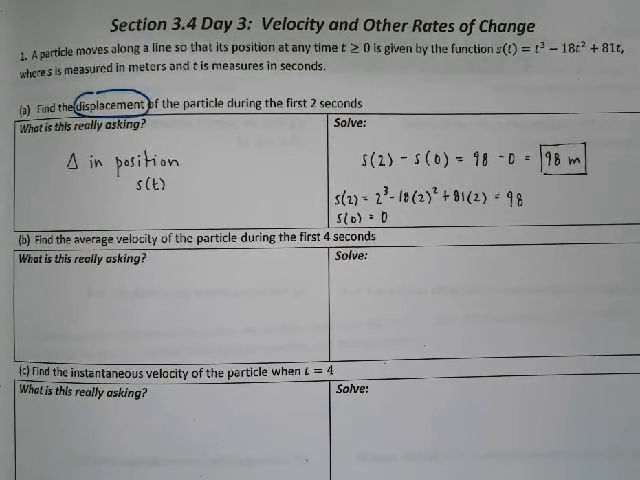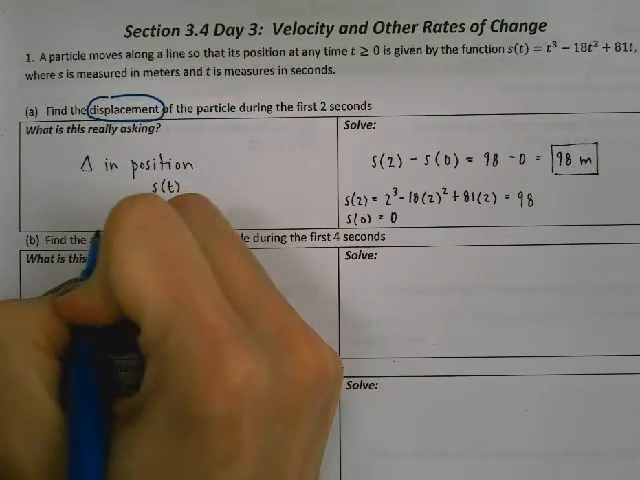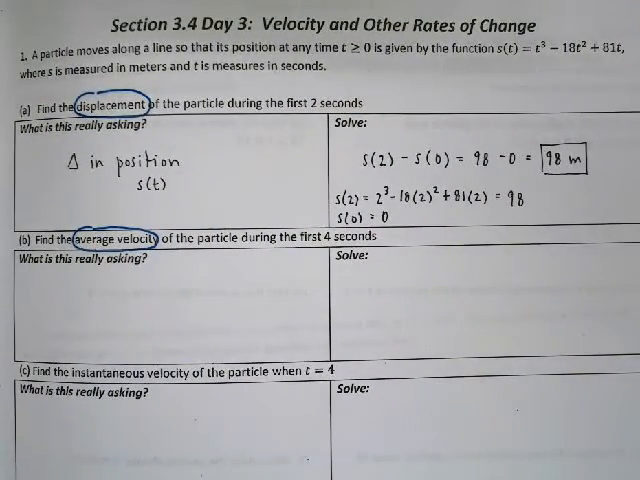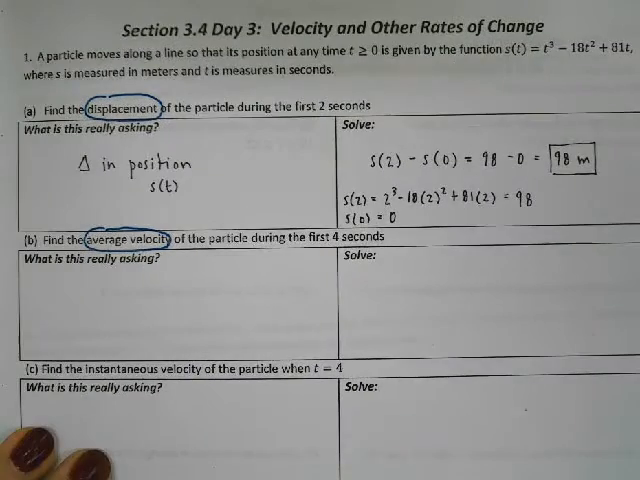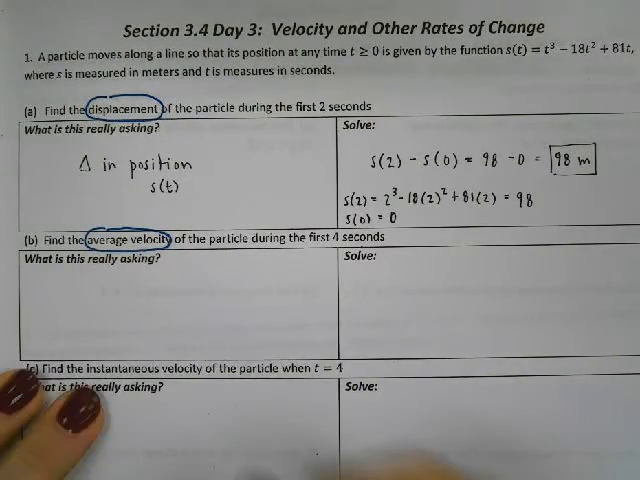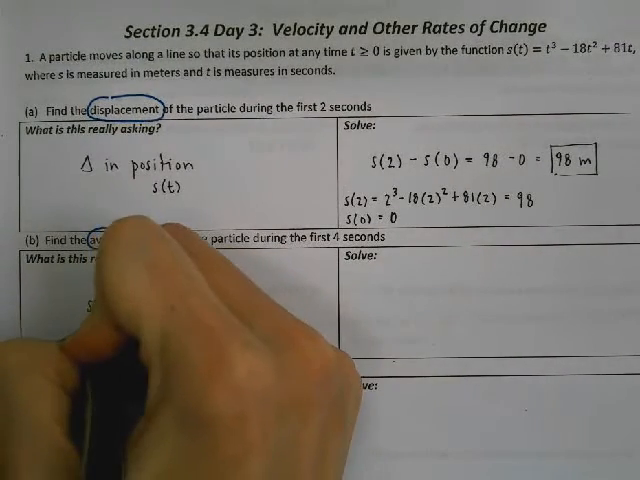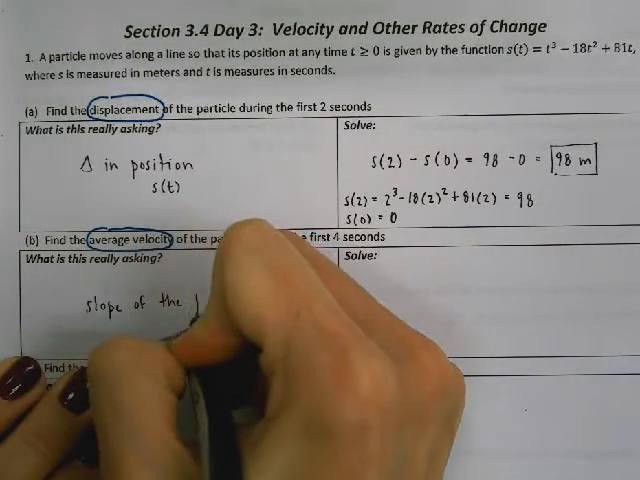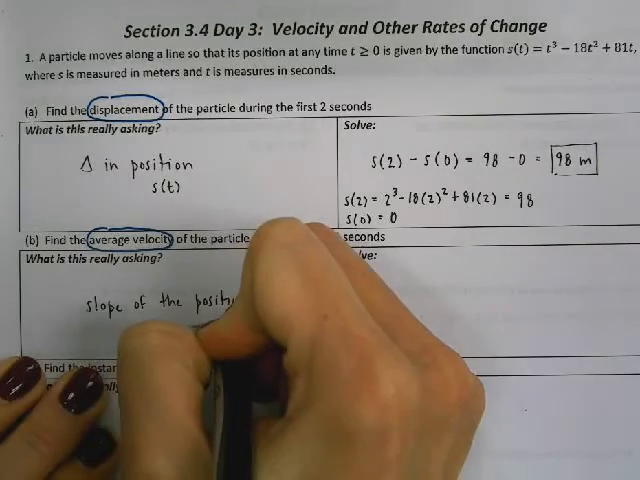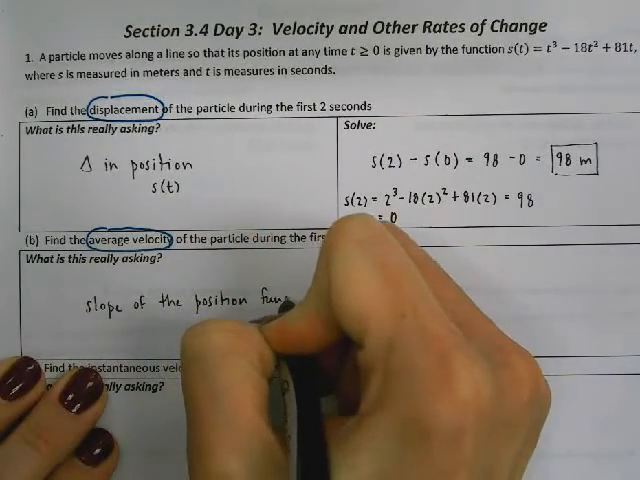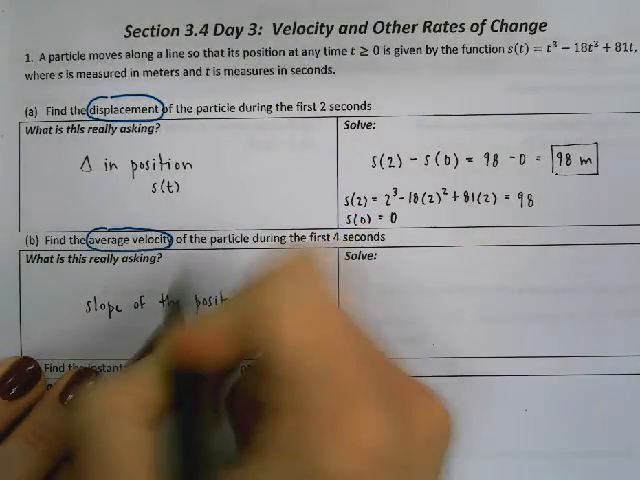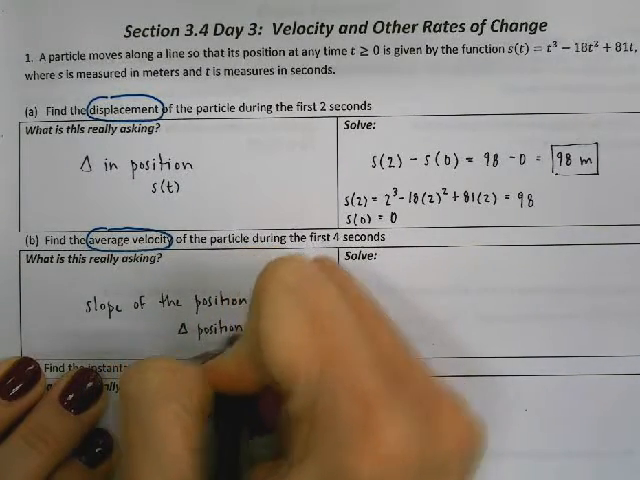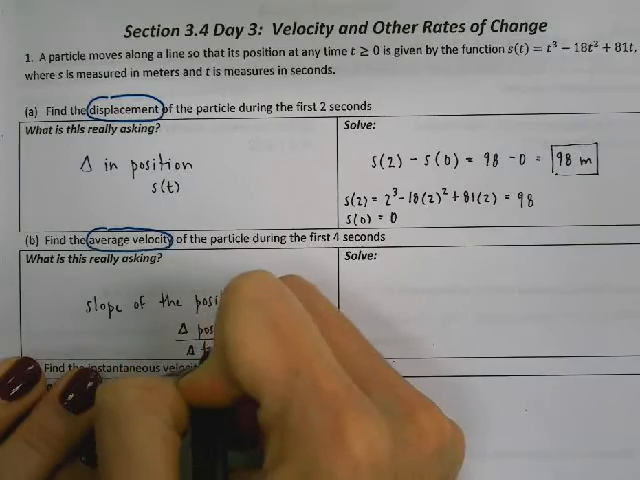The next part asks me to find the average velocity. Like we've been talking about, average velocity is really asking me to find the slope of the position function. In other words, I need to find the change in position over the change in time.